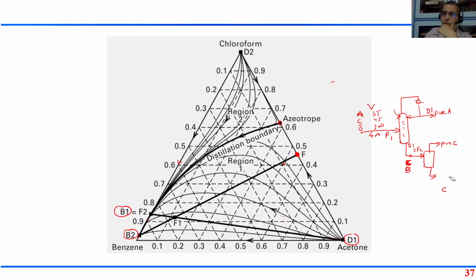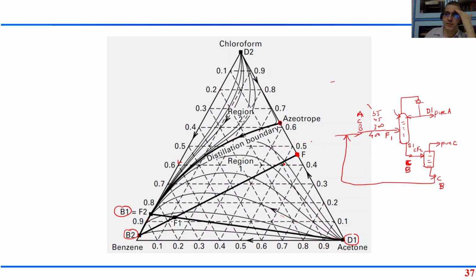I don't have to go to pure benzene, because if I have to go to pure benzene, it will cost me more. It will be more number of trays. In terms of reflux, I will require a large amount of reflux. This chloroform benzene mixture, essentially containing large amounts of benzene, itself can be recycled back to the process to be mixed with this feed.